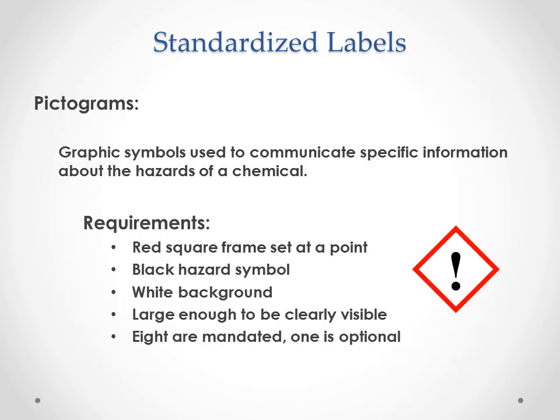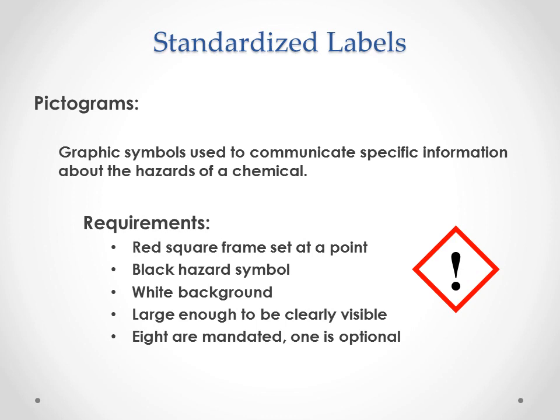Now, something new in the new labeling requirements are these new graphic symbols referred to as pictograms. And again, these are similar to what we've seen on the sides of trucks or on the sides of buildings, but now these will be specific to bottle labels and safety data sheets, and they'll be universal. And here are the requirements. It's going to be a red square frame set at its point. The black hazard symbol will be in the middle of that red square. It'll have a white background.